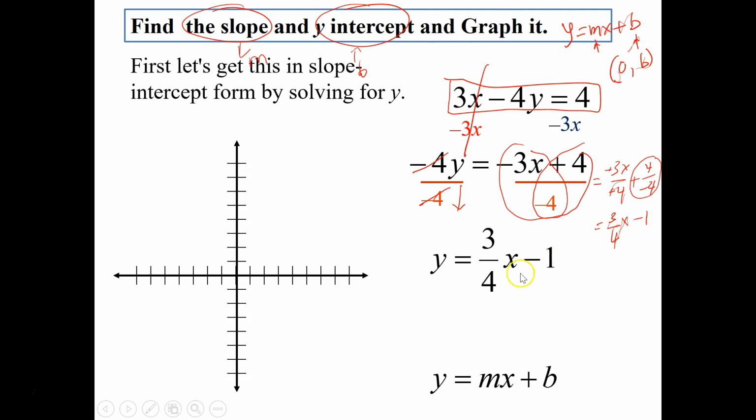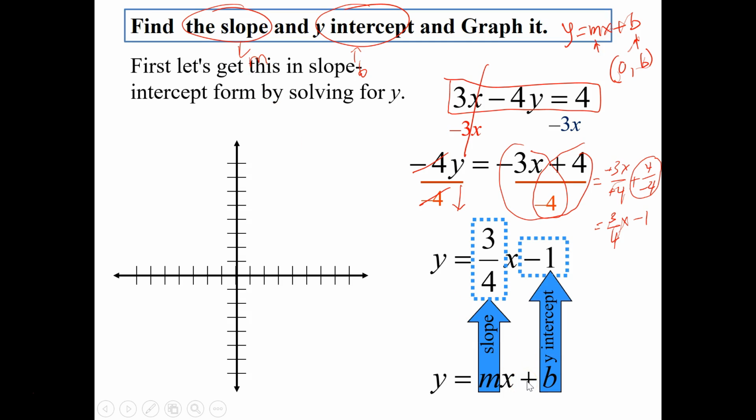And this is the y equals mx plus b form, which is slope-intercept form. You notice that the coefficient of x, the number in front of x, is 3 over 4, which is m. Therefore, m equals 3 over 4, the slope of the line. And b here is negative 1, which is the y-intercept of the line. You can write the y-intercept as the ordered pair (0, negative 1).